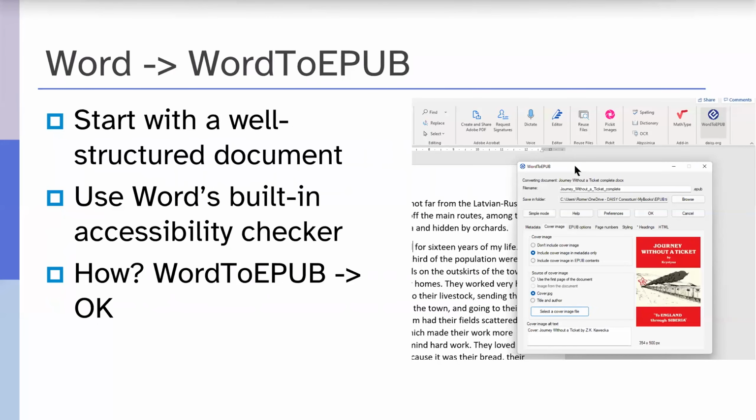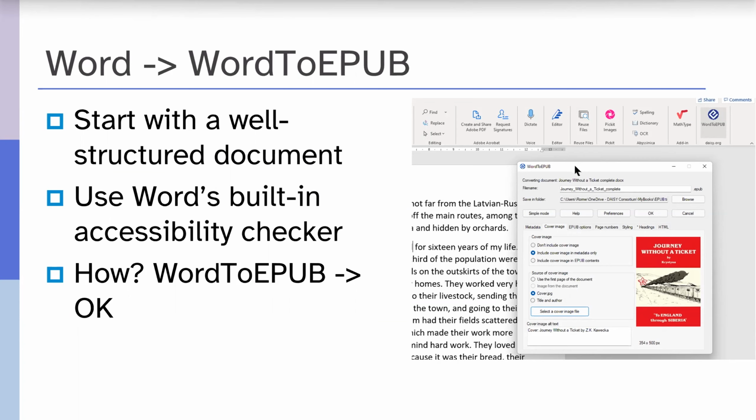Last up is producing accessible EPUB out of Word using Word to EPUB. So you start with a well-structured document. You use Word's built-in accessibility checker, and then using Word to EPUB that just sits on the ribbon, you can click Word to EPUB and then click OK. There are plenty of other options though.